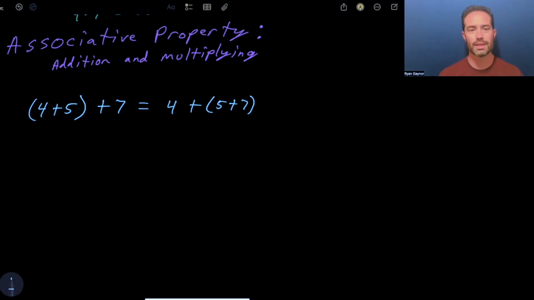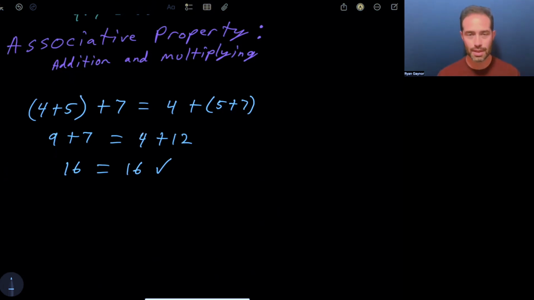So all I'm doing here is that I'm not changing the order, I'm just changing the grouping, right? Well, what is 4 plus 5? That's 9. Plus 7. Then over here, this one says 4, and then I do the group of 5 plus 7 first. That's 12. Well, what is 9 plus 7? That is 16. And what is 4 plus 12? That is 16. So, for associative property, you change the grouping, but it does not change the answer. They're still equal to each other.